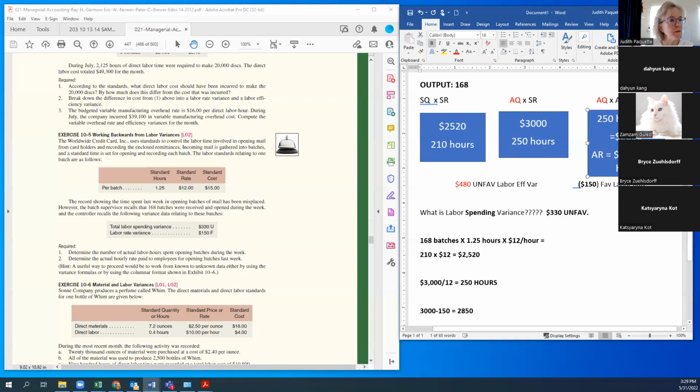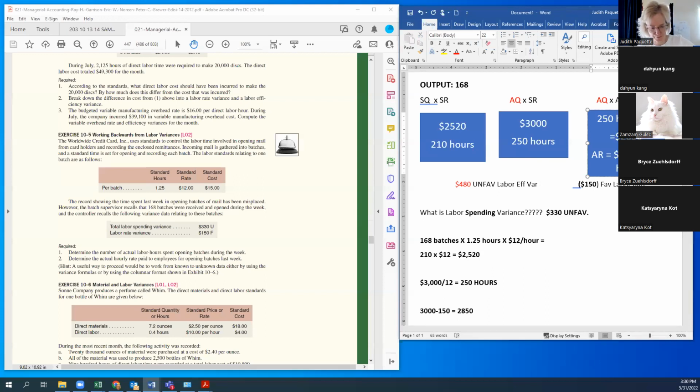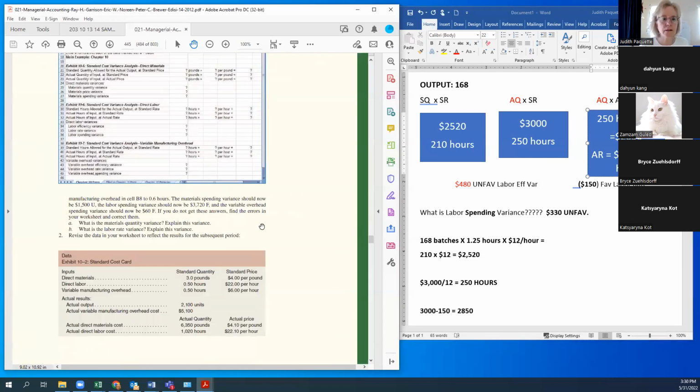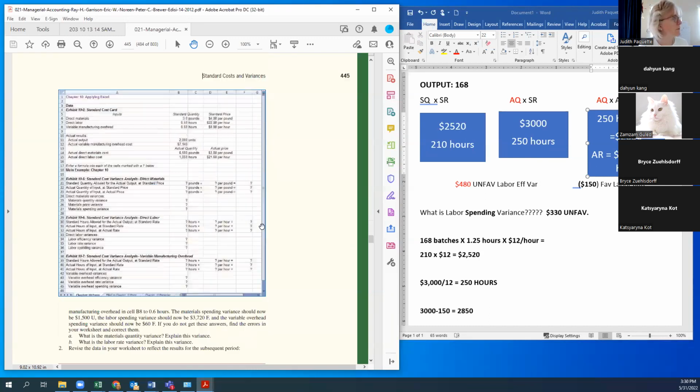How did we get this number? We calculated the 2850 by saying 3,000 was the actual hours at a standard rate, but we had a favorable variance, so it had to be less than the standard total. And we backed into it. Okay. That's a good problem. And then Anusha, did you have any more questions on that problem? Everybody good with that?